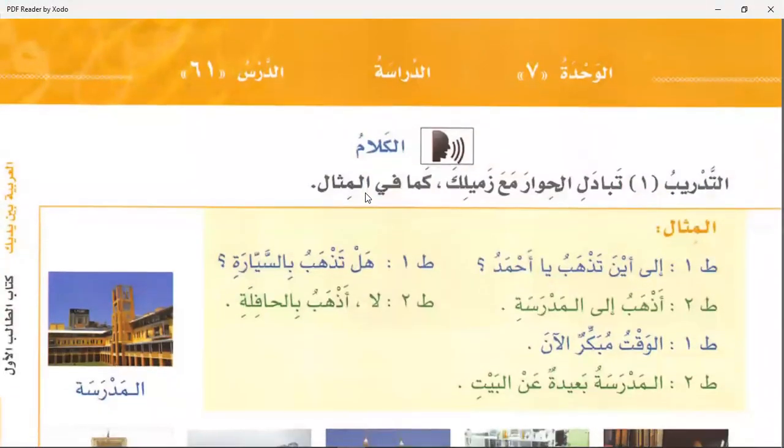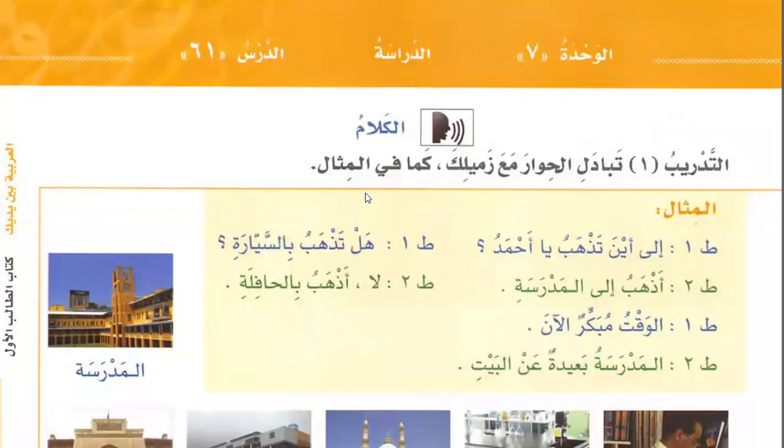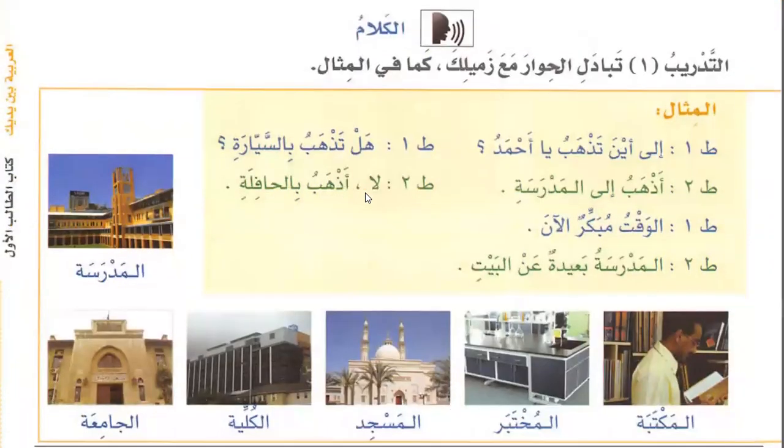Now we have al-wihdatu as-sabia, ad-darsu ad-dars al-wahid wa sittun. You can see al-kalam ad-dariim al-awwal, tabdeel al-kalimat ma'azaminika kama fil-mithal. Al-mithal at-talib al-awwal, ila aina tazhabu ya Ahmad, where are you going, O Ahmad? Azhabu ila al-madrasa, I am going to the school. Al-waqtu mubakkirun al-ana, it is too early now. Al-madrasatu ba'idatun anil bayt, the school is far from the house. Hal tazhabu bis-siyara, do you go by car? La azhabu bil-hafila, no, I go by bus.